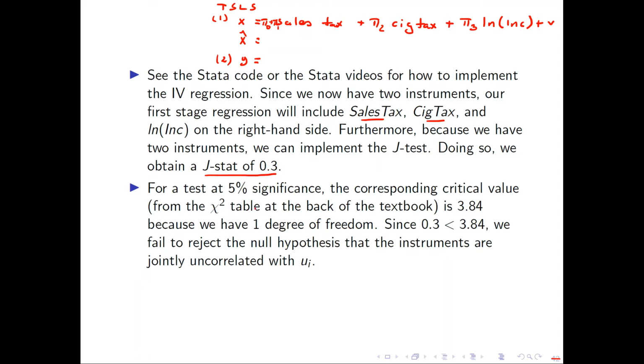And we can look at the chi-squared table at the back of the textbook at page 766. And if we have degrees of freedom equal to 1 and a significance level of 5%, then the critical value is 3.84. So we say that if the J-stat is above 3.84 in this case, then we reject the null hypothesis of exogeneity of the instrument.